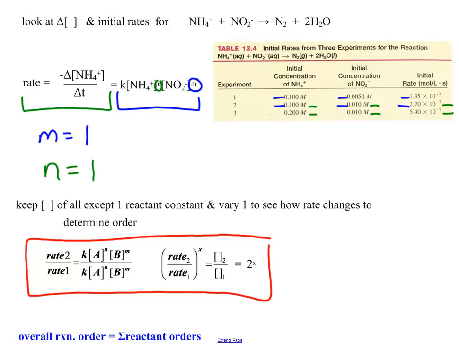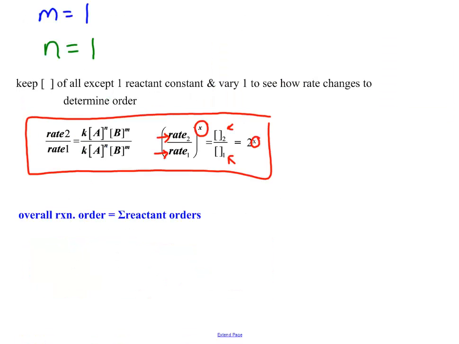So in this case, we're looking at the rate of experiment 2 divided by the rate of experiment 1, and it's raised to some power x. We compare that to the change in concentration of a particular item in experiment 2 and the same in experiment 1, and we look at that. That should then give us 2 to some power. It could be 2 to the first power, then it's a first order reaction. It could be 2 to the second power, then it's a second order reaction.